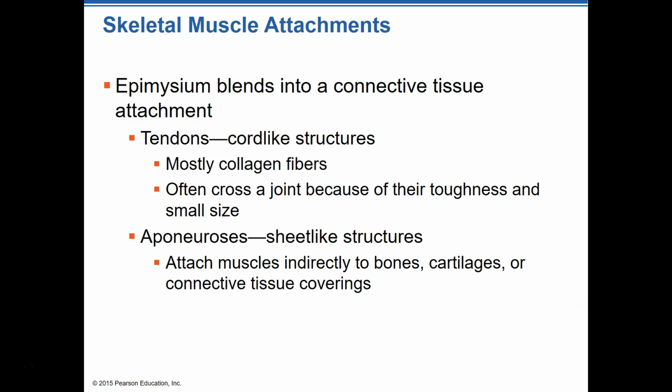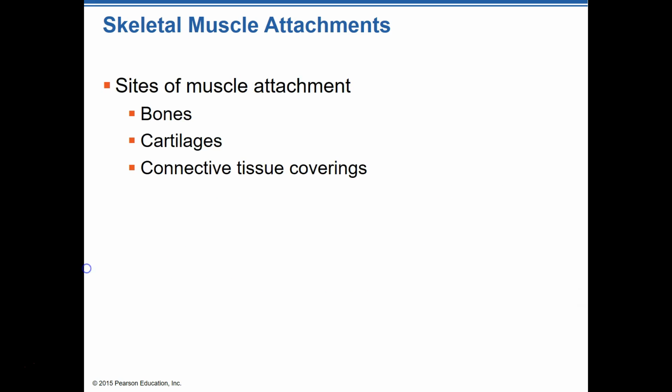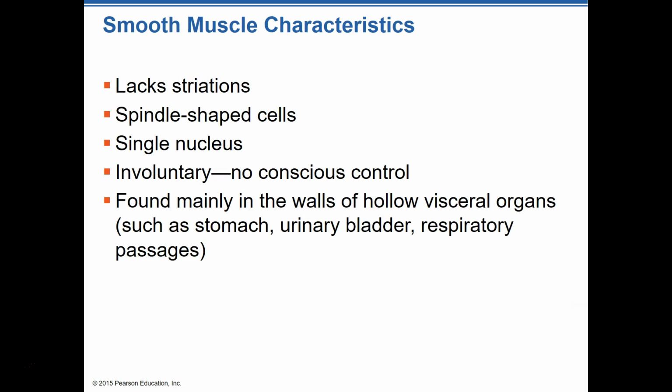And then this talks a little bit about the sheet-like structures that attach indirectly to the bones or cartilages. It's just another form of connective tissue. Okay? Muscles will attach to bones, cartilages, and other connective tissue coverings. So skeletal muscles will attach to a variety of things, but nothing should be too crazy, earth-shattering.